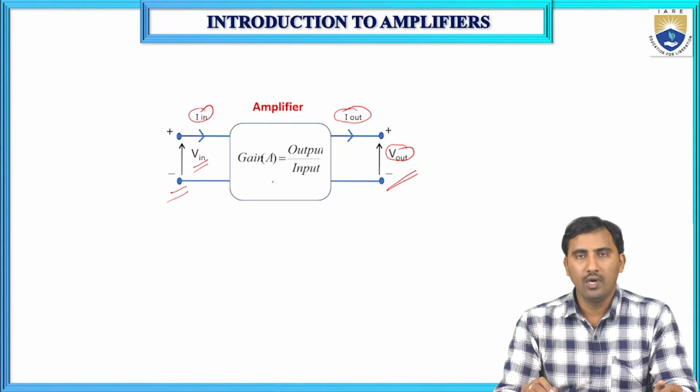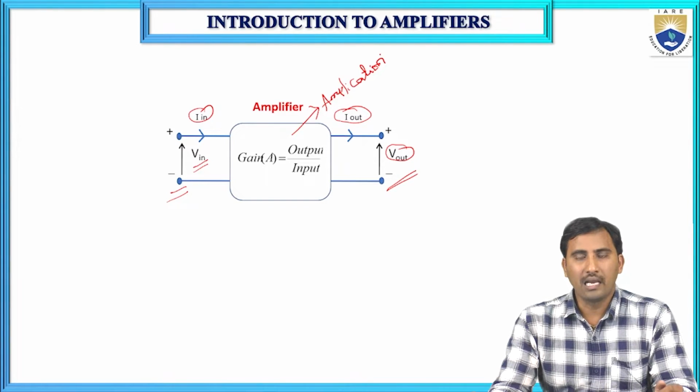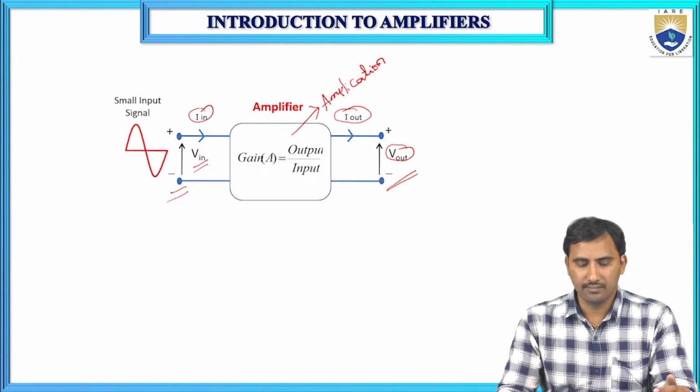The gain of the amplifier can be represented with capital A. So what is gain? Gain is the ratio of output to input. The output voltage by the input voltage is the voltage gain. Generally, amplification can be categorized into three different types, as it can be measured in different parameters: voltage gain, current gain, and power gain.